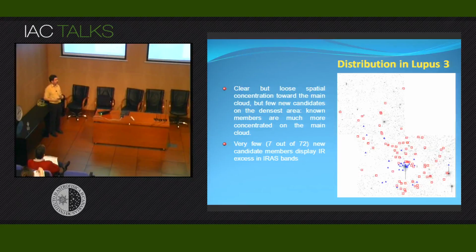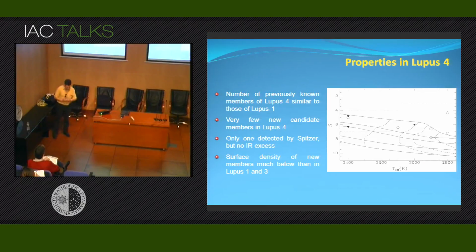Very few. Only one of them is detected by Spitzer, but without infrared excess, so it looks like a normal photosphere. Again, no traces of a circumstellar envelope. And clearly, the surface density of new members is well below that of Lupus 1 and 3. Remember, in the other maps, we had plenty of red squares concentrated towards the cloud. Here, we don't have plenty of red squares.